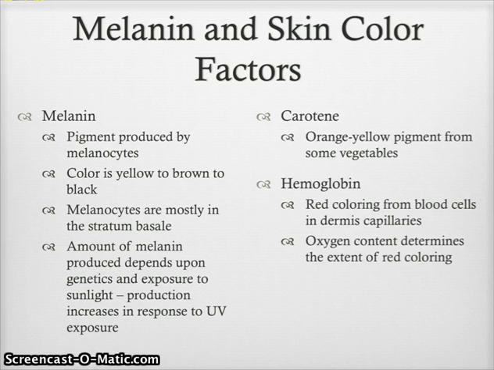Now, melanin, we already know melanin. We associate this with every day. If you're African American, you have a lot of melanin. If you are Caucasian, you have very little melanin. So you can see the amounts of melanin changing depending upon location. You can see evolutionary impact, etc.